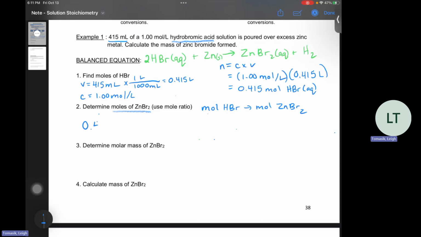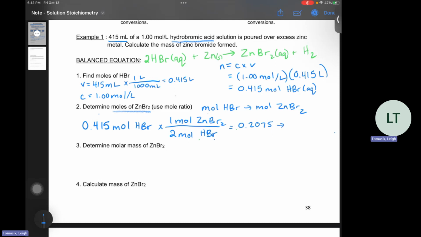So we know the moles of HBr, and we would need to multiply it. We get 1 mole of ZnBr2 for every 2 moles of HBr we use, right? And that's just from the coefficients. So we're going to end up with half, right? So that would be 0.2075, right? But we need that to 3 significant digits.